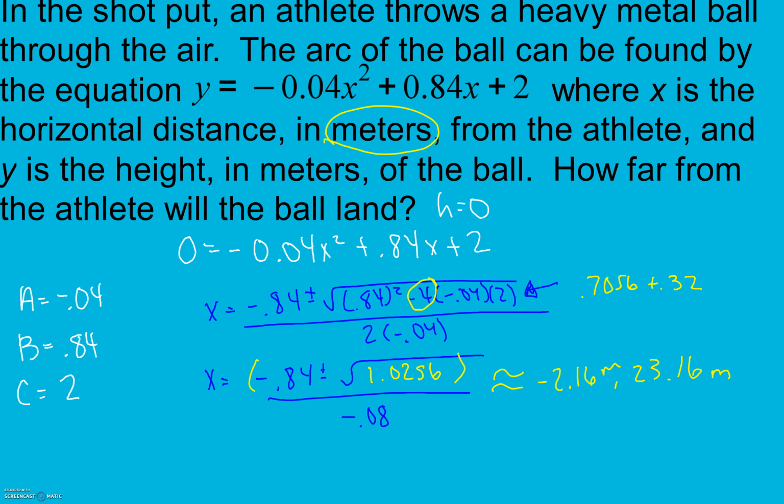So if we look at this, do our answers seem reasonable? Do they make sense? No. We can't have negative meters here, guys. So how far from the athlete will the ball land? About 23.16 meters, which is a pretty decent throw there.